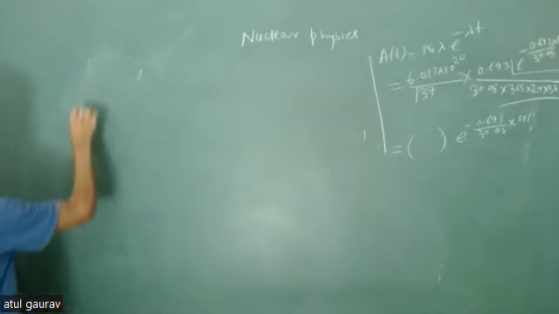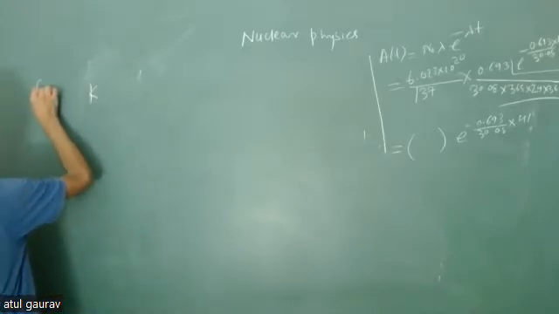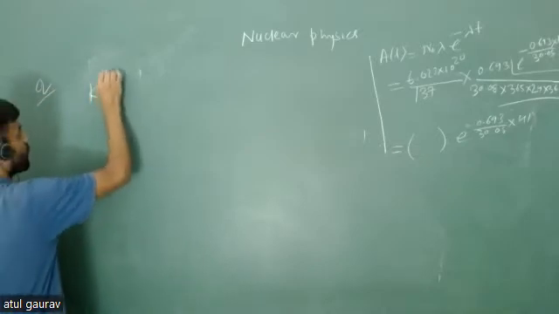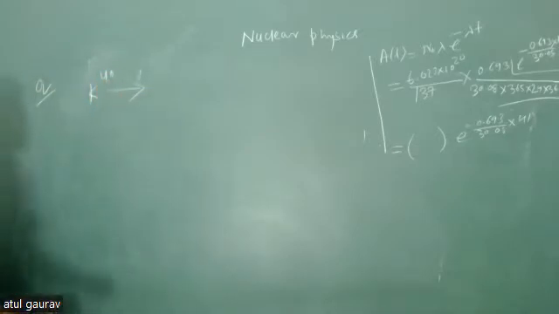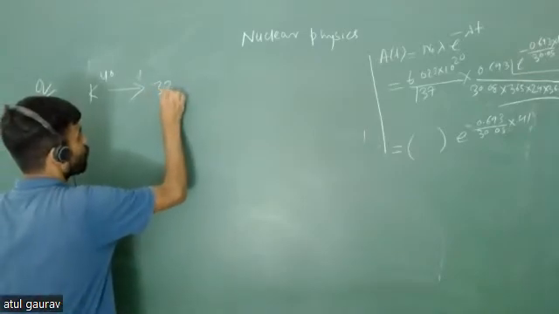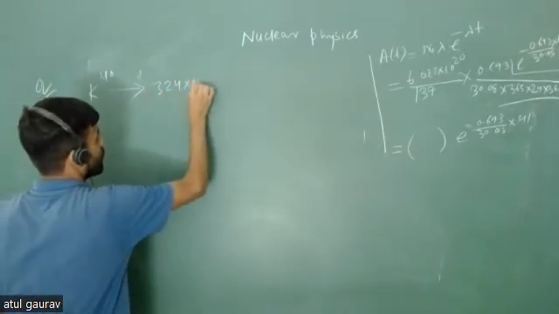Suppose you have potassium 40 that is present in human body only how much percent? 3.24 into 10 to the power minus 5 percent.